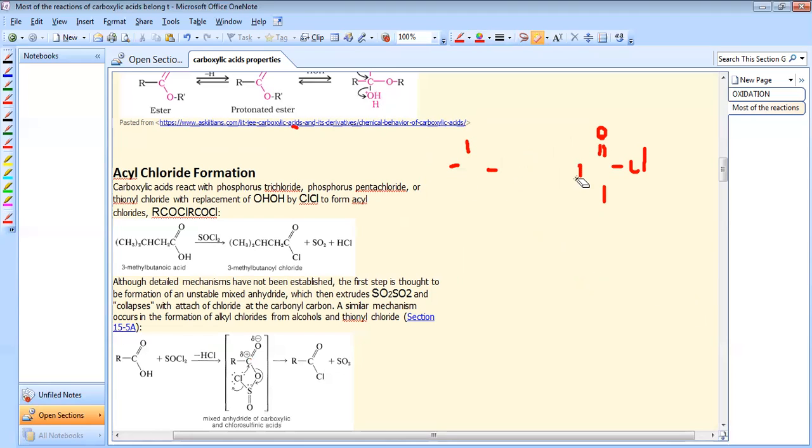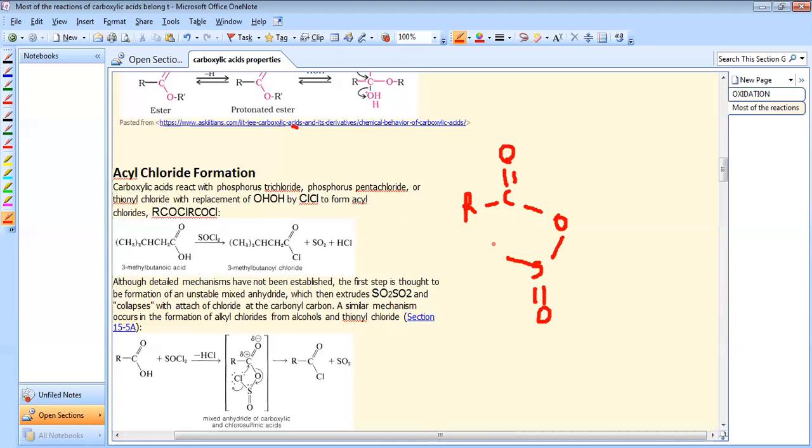After the release of HCl, a small rearrangement takes place. Next, see the structure R. This is C double bond O, and here this is oxygen, and this is sulfur. Again, this sulfur is bonded to the oxygen.